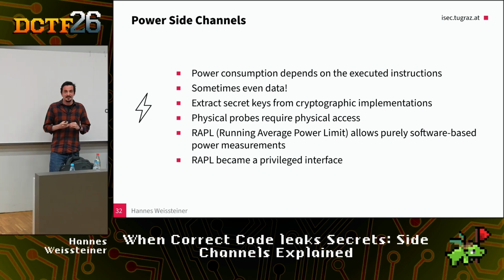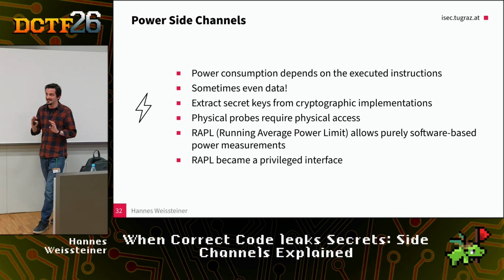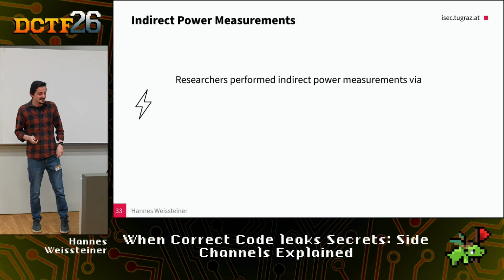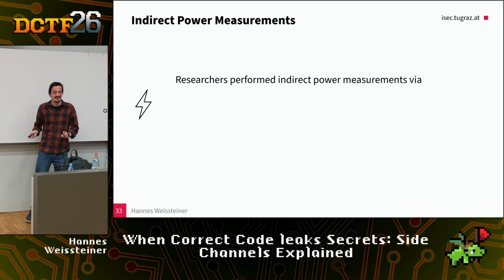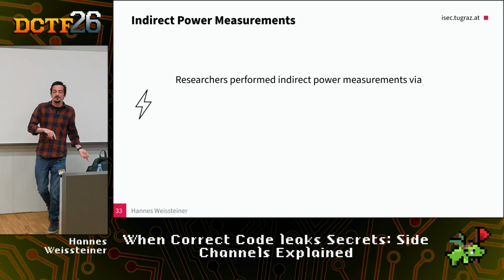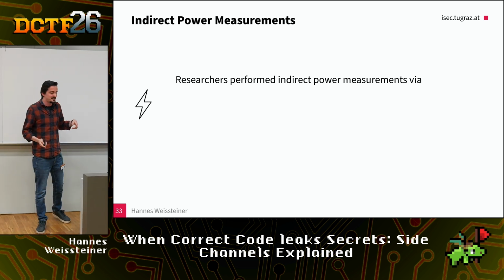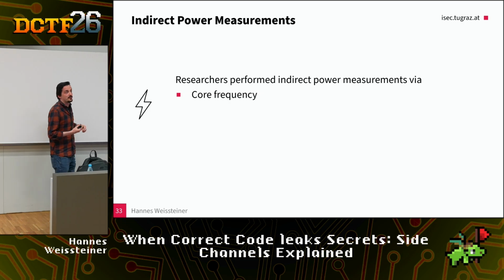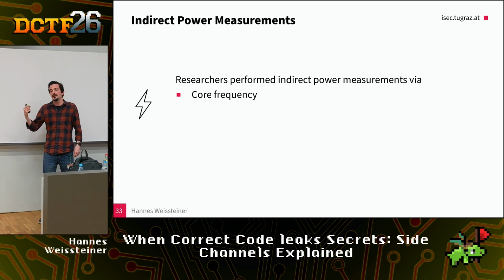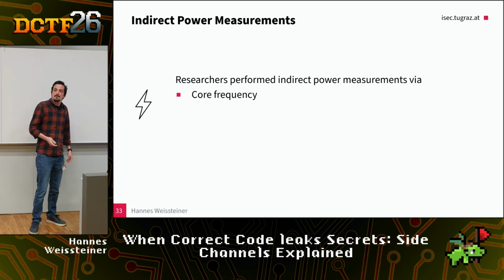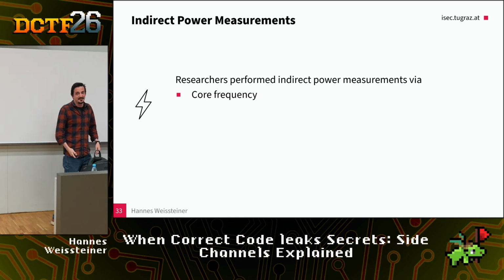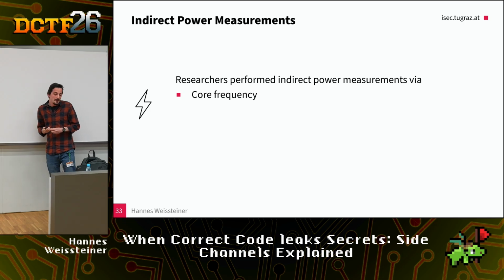Since then, this interface has become privileged, so this is fixed. But there have been other papers that just bypass this limitation by going via one more level of indirection. For example, they look at the core frequency. If you pull too much power, the core needs to throttle down because it's getting too hot. The frequency of your CPU can leak stuff about what it's doing.